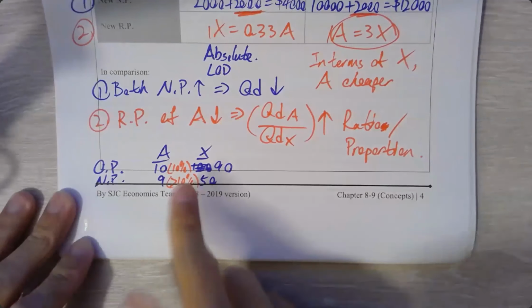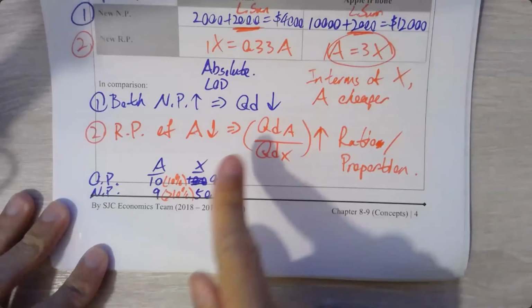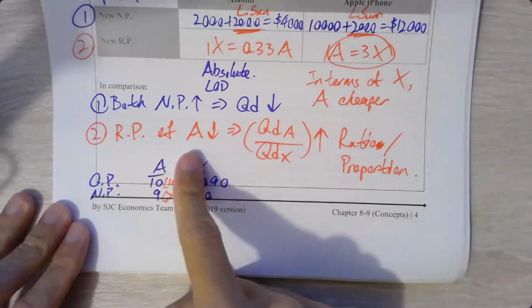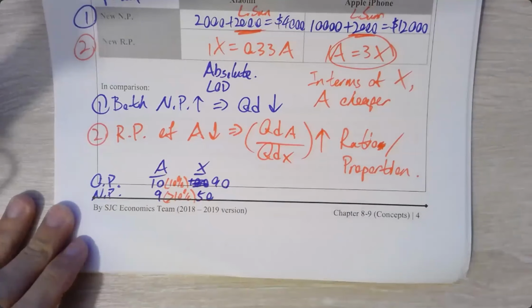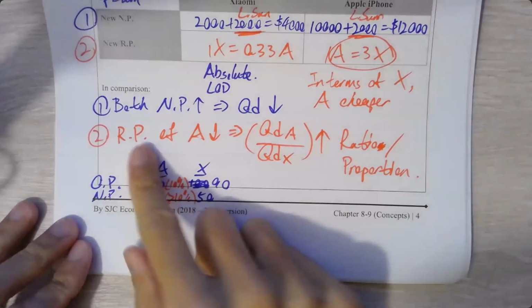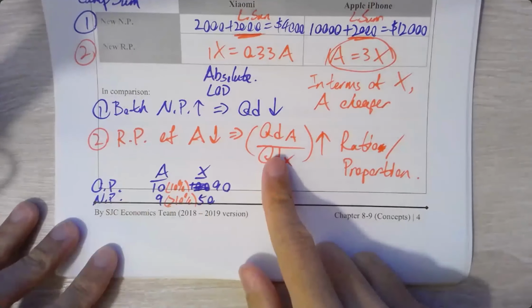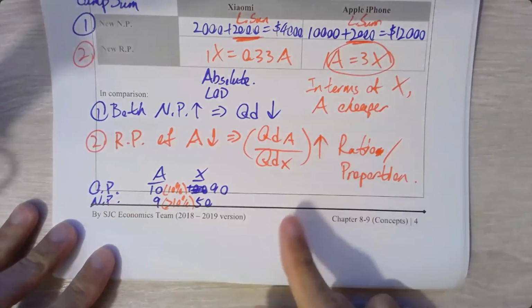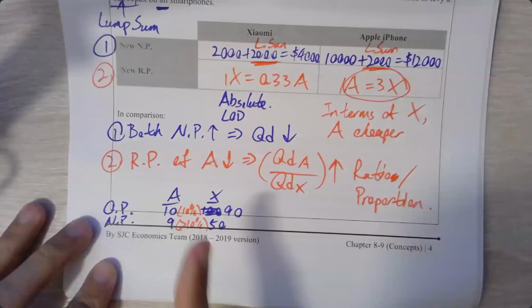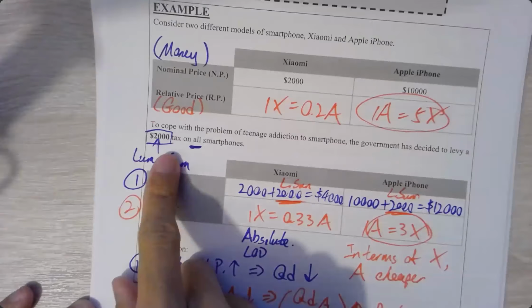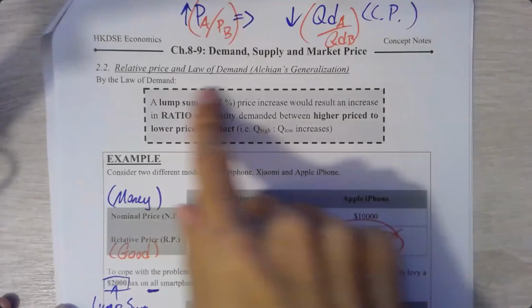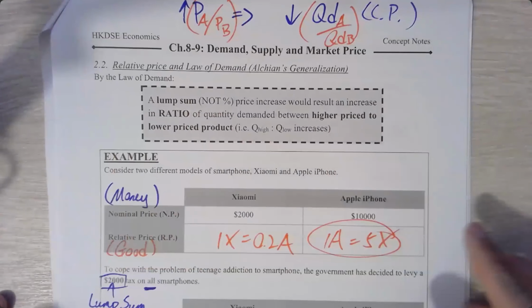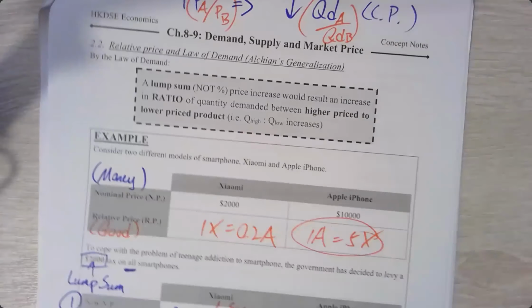Why? Because of this relative version of the law of demand. Relative price decreases, relative quantity demanded increases. Remember, this trick only works for lump sum. So that is exactly what this box says. Now let me give you two examples.